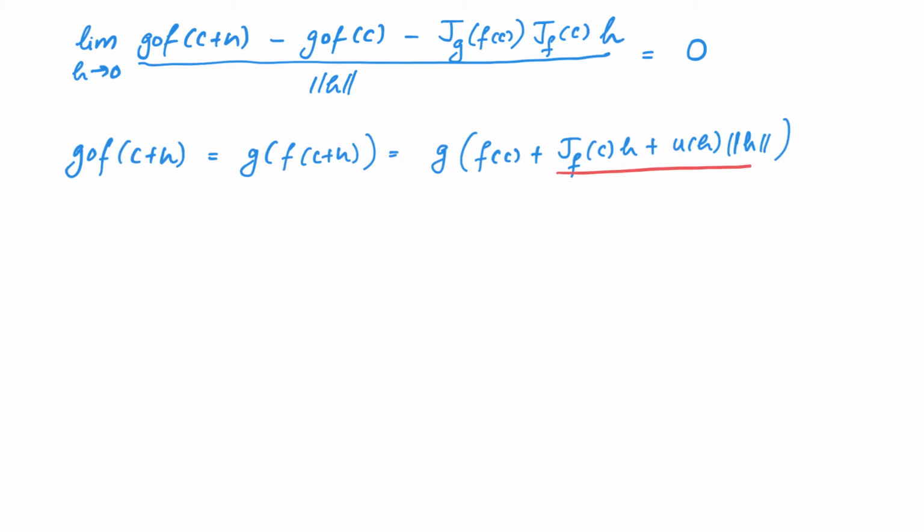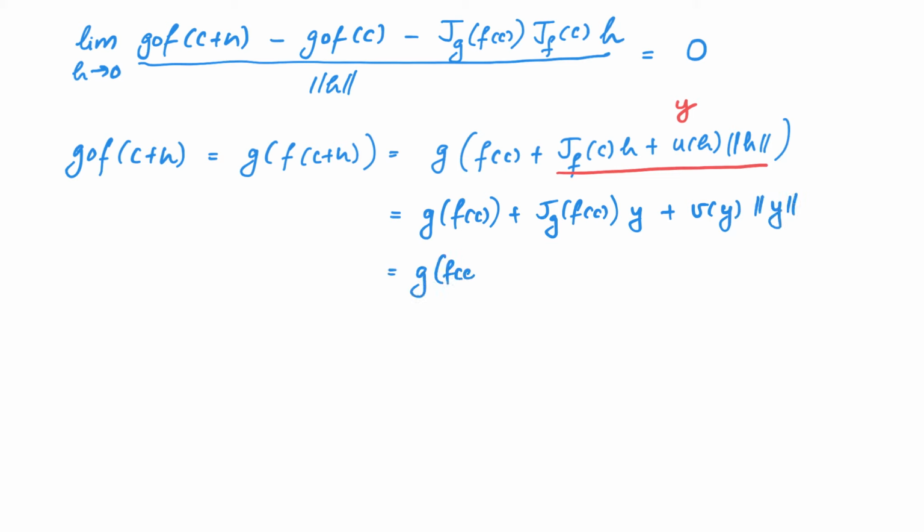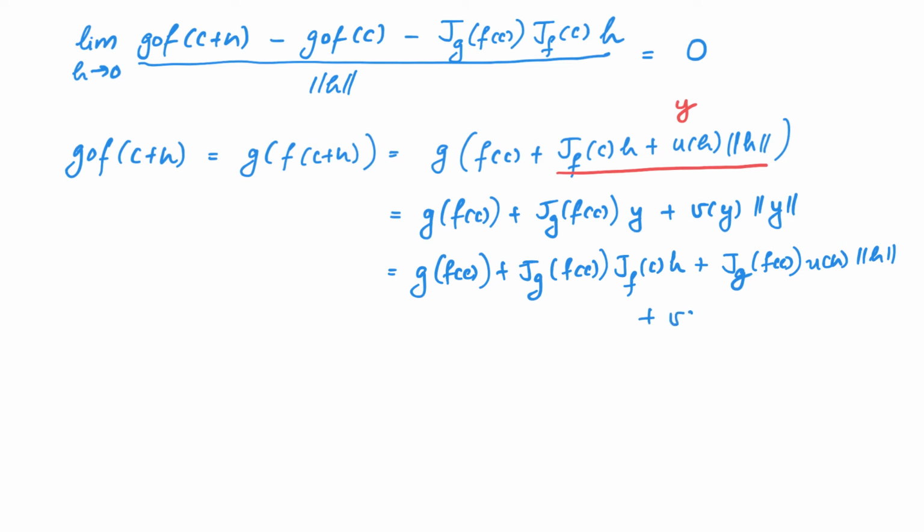But notice that this term, let's call it y, goes to 0 as h tends to 0. Therefore, using equation 2, I can write this as g of f of C plus Jacobian of g at f of C into y plus v of y into norm y. By substituting the value of y in the second term, we can rewrite this as g of f of C plus the Jacobian of g at f of C into Jacobian of f at C into h plus Jacobian of g at f of C into u of h into norm h plus v of y into norm y.